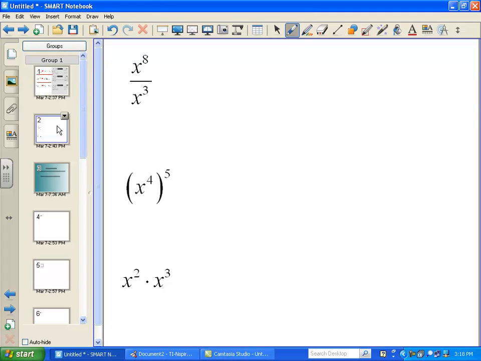Well, on this top one here, x to the 8th over x to the 3rd power, we remember that this is simplified as x to the 8 minus 3. I'll just go that far because I know that you all know that 8 minus 3 is 5. And then the middle one here, remember when I raise a power to a power, like x to the 4th raised to the 5th power, that's x to the 4 times 5. And finally the last one, if I multiply like bases, then I get x to the 2 plus 3, because the shortcut is I add those exponents.